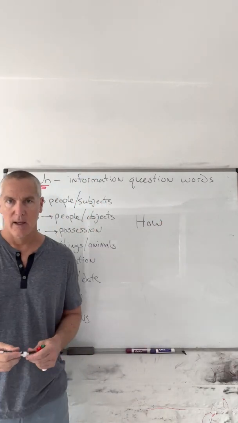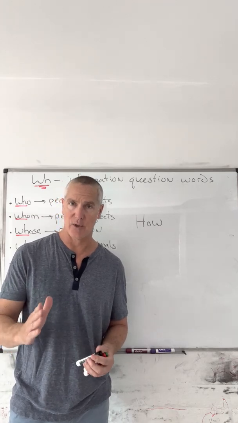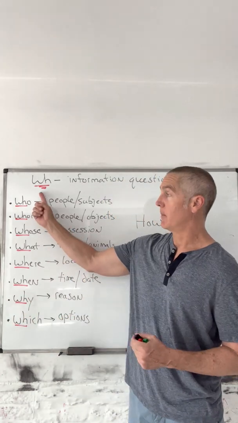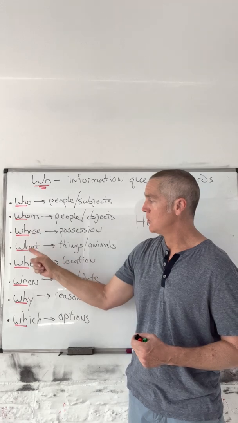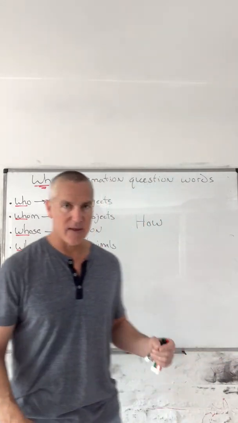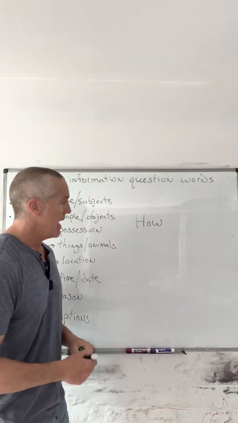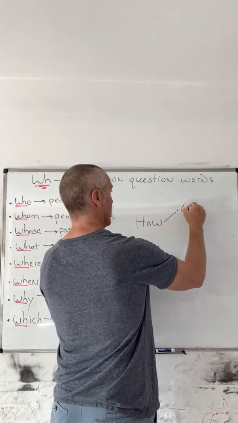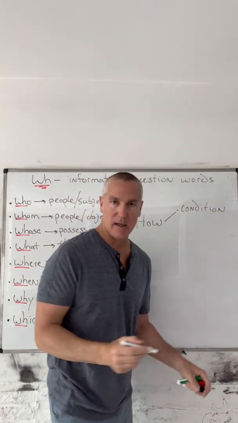How. That is an exceptional information question word. Why? Well, first of all, we can see WH, right? Who, whom, whose, what, where, when, why, which. And then this one, how. There is no W. Okay, now, how basically is going to ask about a condition.